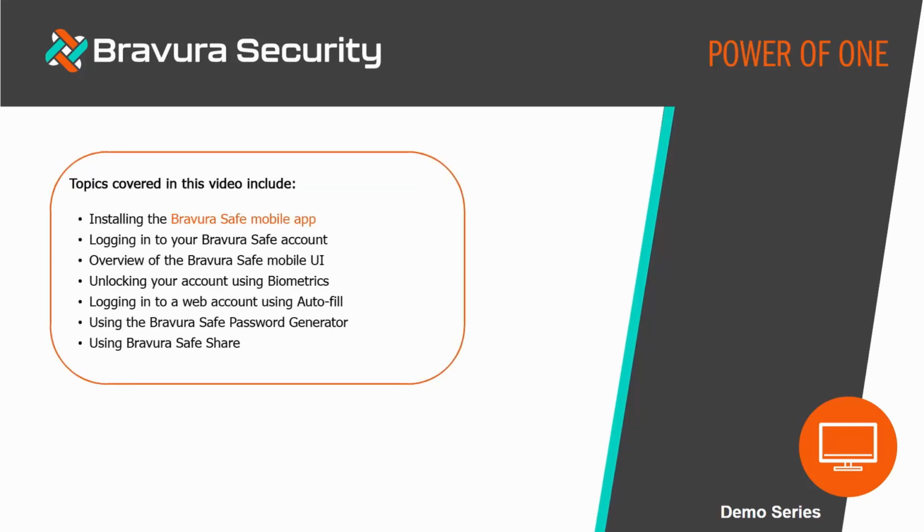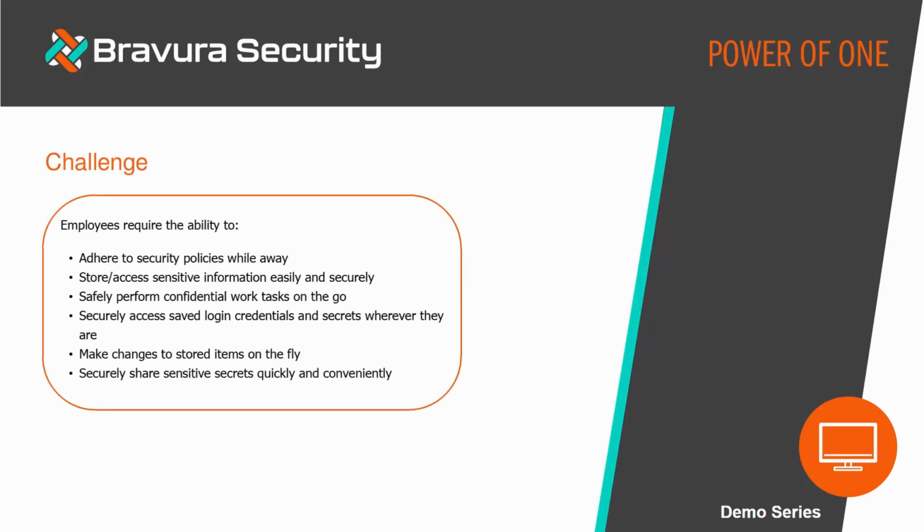Topics covered in this video include installing the Bravura Safe mobile app and logging into your Bravura Safe account, an overview of the main components of the Bravura Safe mobile user interface, unlocking a Bravura Safe account using Biometrics, logging into a web account using Bravura Safe Autofill, using the Bravura Safe password generator, and securely transmitting sensitive information using Bravura Safe Share.